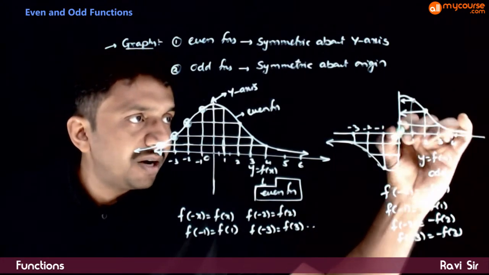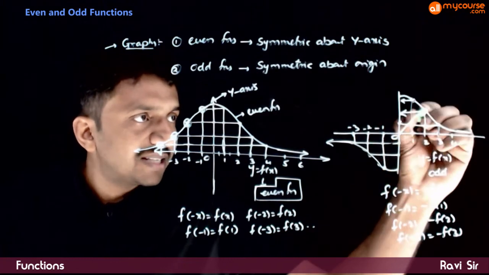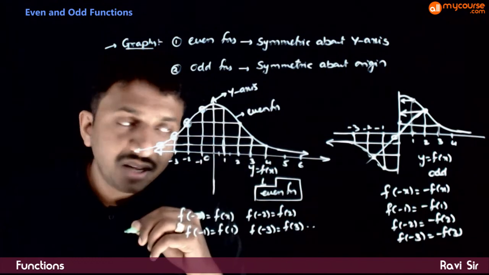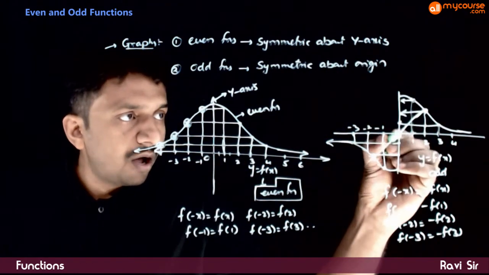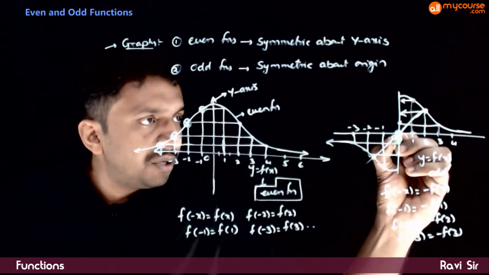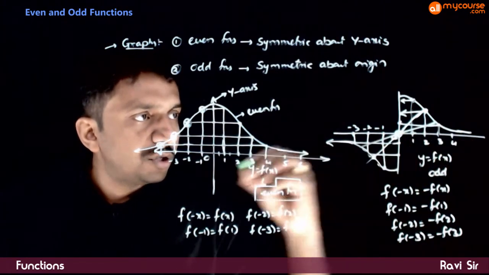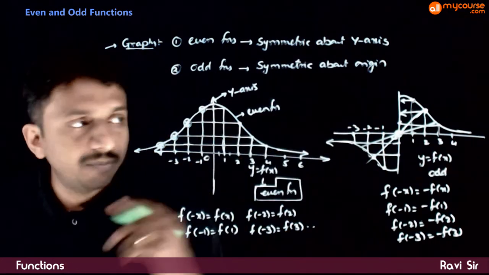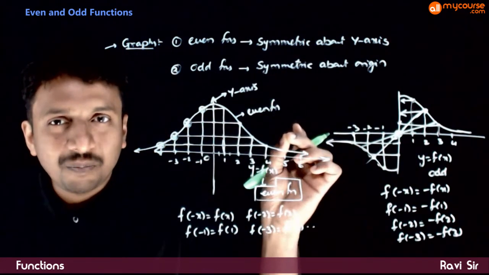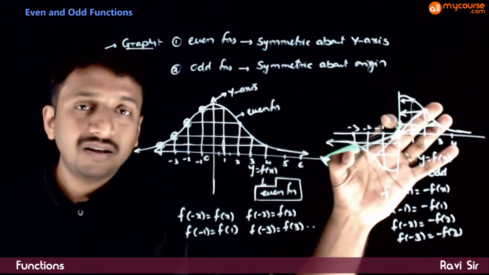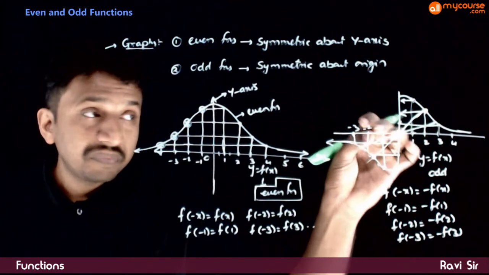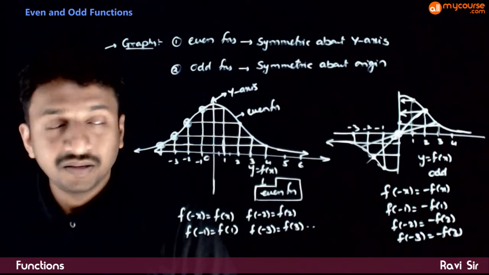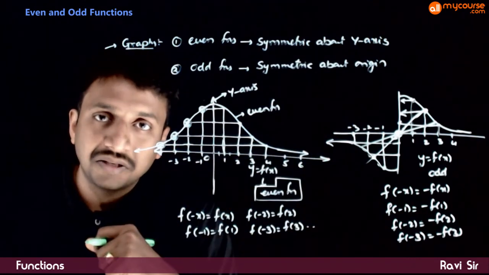That means if you have any point, if you join the origin with it and extend this line, it meets the curve at the next point. So the midpoint of these 2 points will always be the origin. So wherever you take the point, join this, the midpoint will always be the origin. It means the origin bisects every chord passing through the origin. So this is called symmetry about the origin.